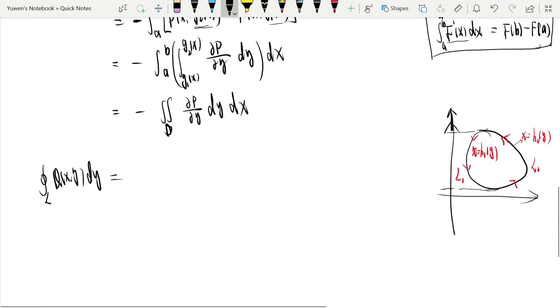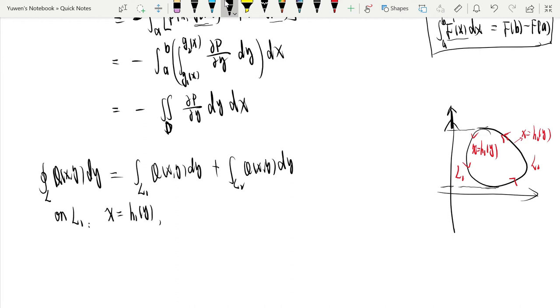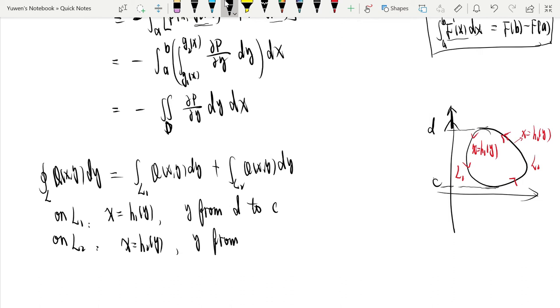So the integral of Q dy is the integral over L1 of Q dy plus the integral over L2 of Q dy. On L1, the function is x equals h1(y). If this is C and this is D, then by the direction, y is from D to C. And on L2, x equals h2(y), with y from C to D.